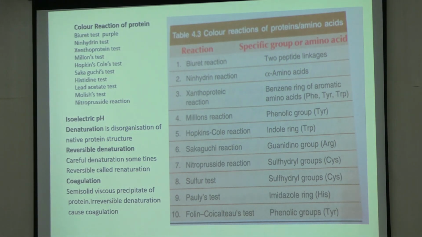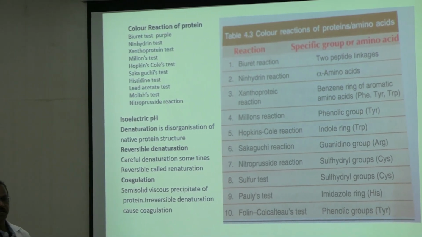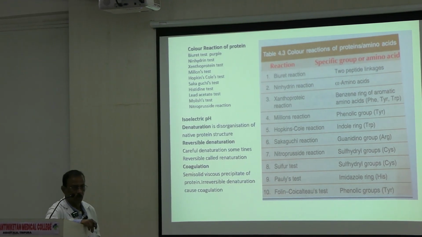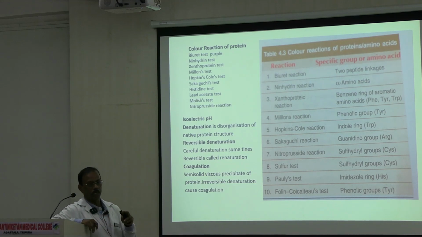Others are denaturation tests. These are amino acids which are responsible for giving colors in the different tests. So usually these other tests are utilized for identifying whether a particular amino acid is there in the solution or not. Biuret test, you read a bit elaborately, you may get a short note.